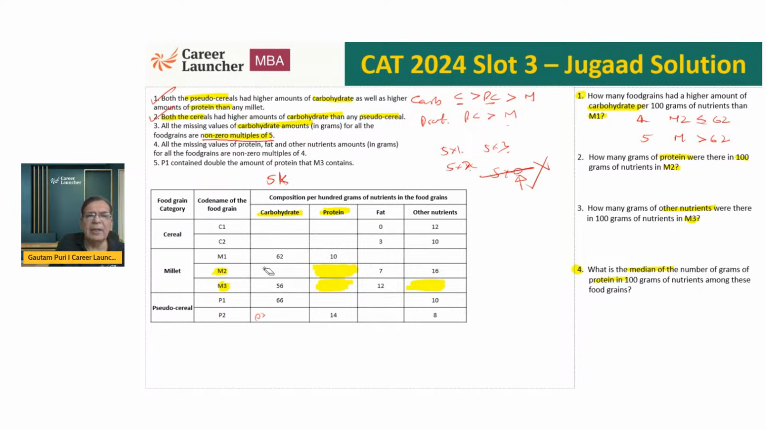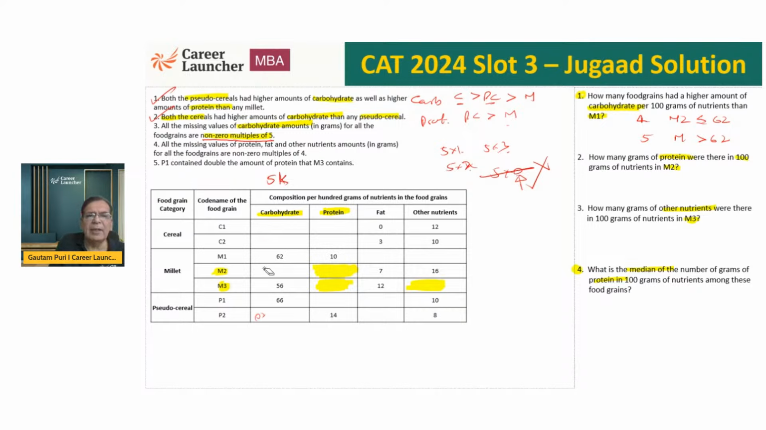All missing values of protein, fat, and other nutrients in grams for all food grains are non-zero multiples of 4. What is it saying? All the remaining, whether it is protein, fat, or other nutrients, all of them are some multiple of 4. Let's say 4m. And again, what are these? These are non-zero multiples. What does it mean? That means none of them can be 0.